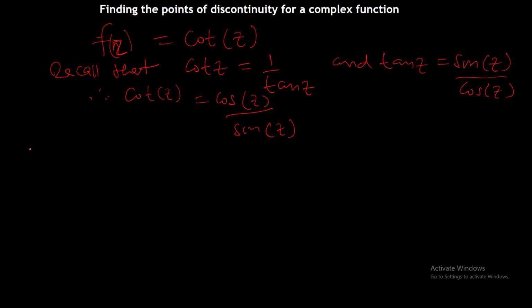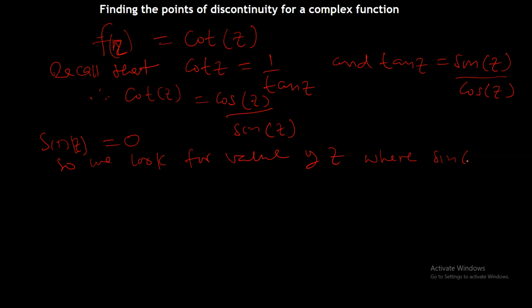Now, the cotangent function encounters discontinuity where the denominator equals 0. So now, we look for values of z where our sin z will be equal to 0. Very simple. Now the sine function is 0 when z is an integer multiple of pi.